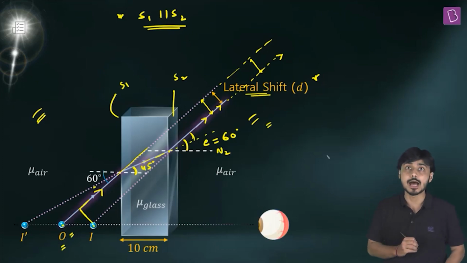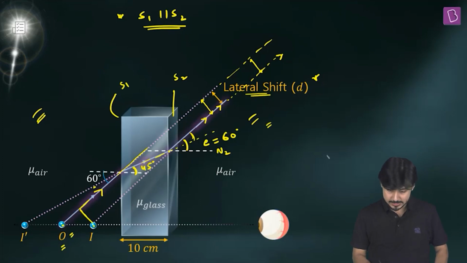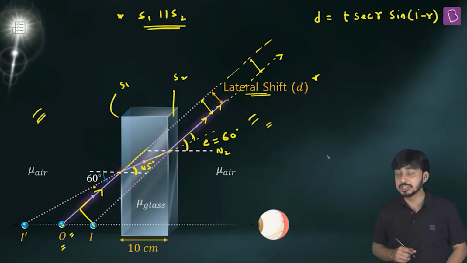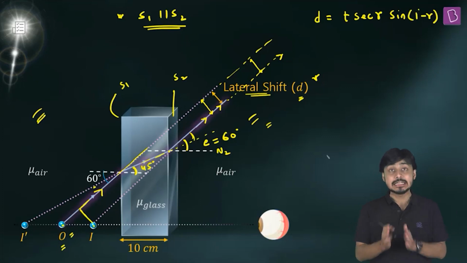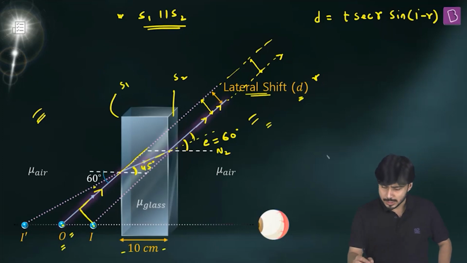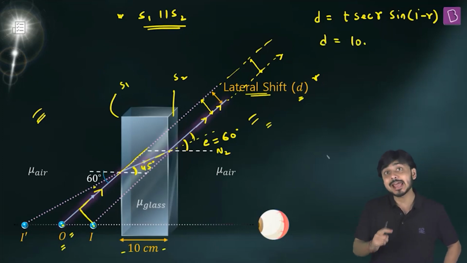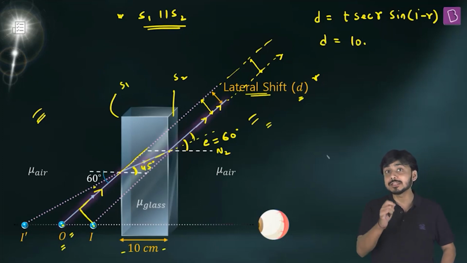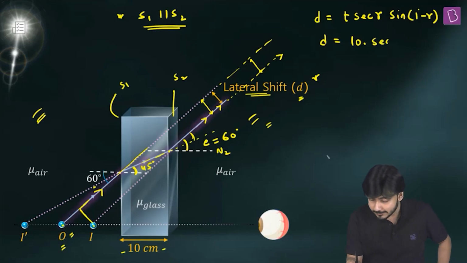Now, if you remember the formula for lateral shifting, let's use this only. The lateral shift D is given by T sec R into sine of (I minus R). Sir, what is T? D is the lateral shift and T is the thickness of the slab. So what is the thickness of the slab given here? 10 centimeter, right? So D must be equal to 10 times sec of R. What is R? R is the angle of refraction. Angle of refraction within the slab is 45 degrees. So it's sec 45.